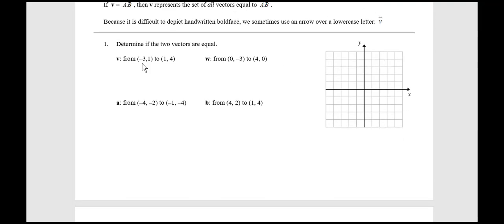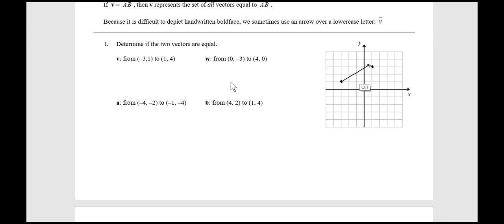So let's look at this first problem here. It says, determine if the two vectors are equal. Let's start here. Vector v from negative 3, 1 to 1, 4, and vector w from 0, negative 3 to 4, 0. So remember that we are just saying, sketch these points. Let me see if I can sketch these points. Negative 3, 1 to 1, 4. That's one of our vectors.